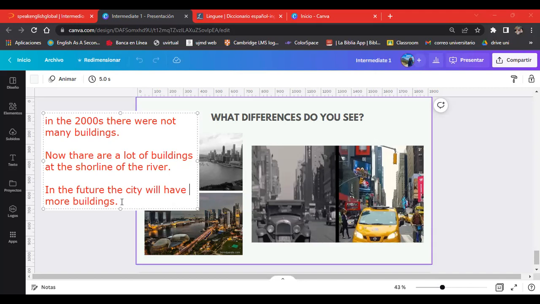Okay, so with these three sentences, we are talking about one topic, and you make the time contrast with the past, the present, and the future. Any question about this? No? Okay.